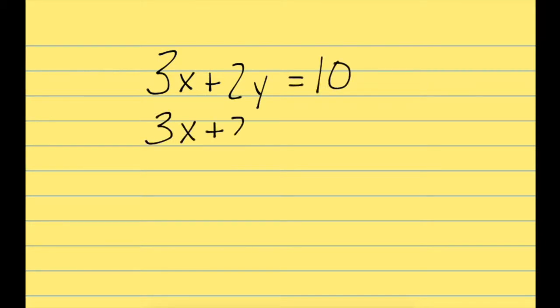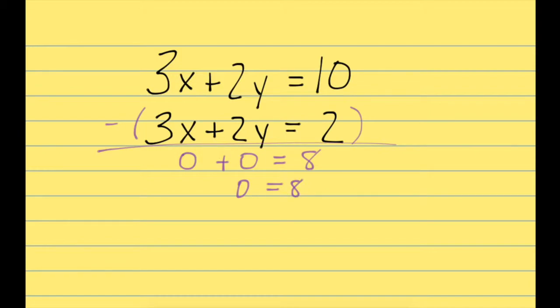For example 1, we look at 3x plus 2y equals 10, and 3x plus 2y equals 2. We had several ways we can look at solving these equations, but since they're so similar, I want to use elimination. Notice that when we subtract these systems, 3x minus 3x is 0, 2y minus 2y is 0, 10 minus 2 is 8, and so we get 0 equals 8. Is that even possible? Of course not. So this system of equations has no solution.